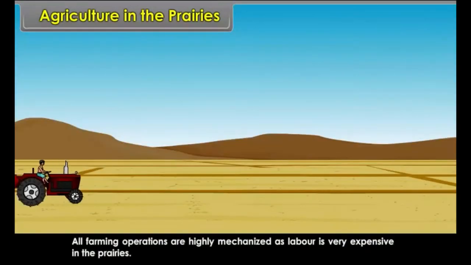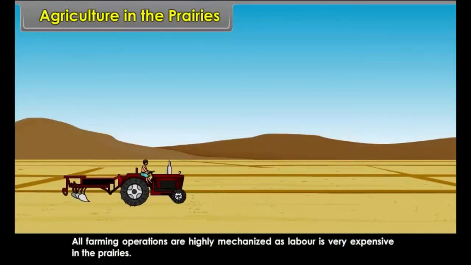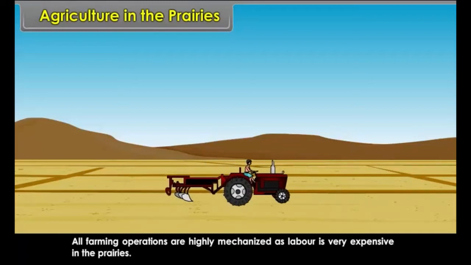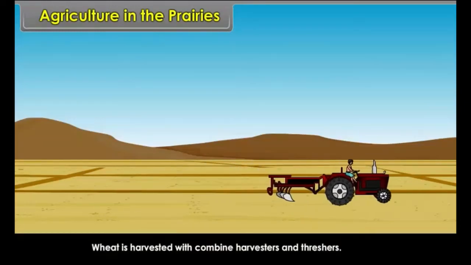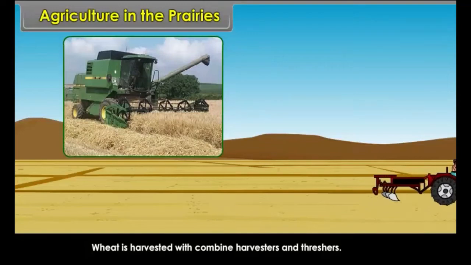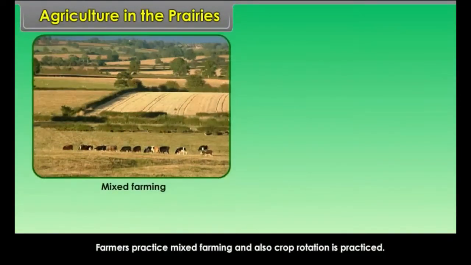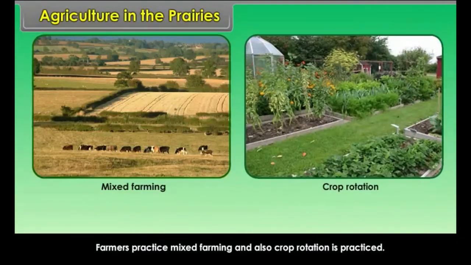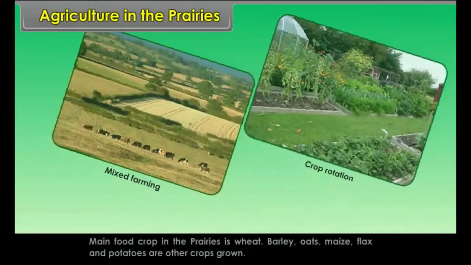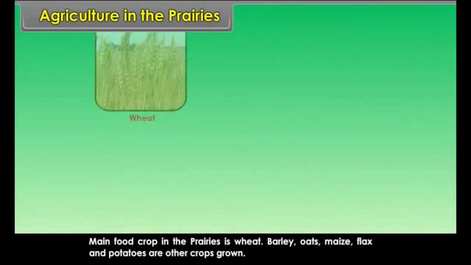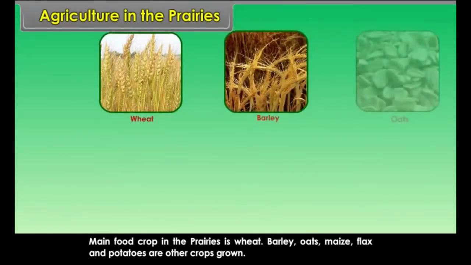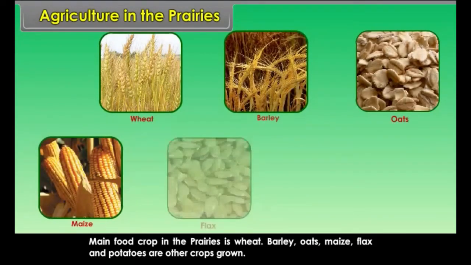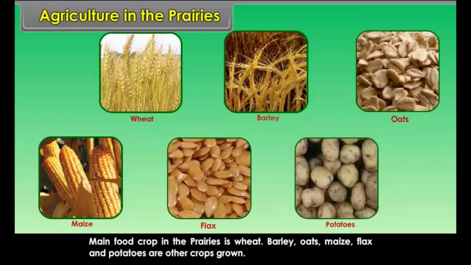All farming operations are highly mechanized as labor is very expensive in the prairies. Wheat is harvested with combined harvesters and threshers. Farmers practice mixed farming and also crop rotation is practiced. The main food crop in the prairies is wheat. Barley, oats, maize, flax and potatoes are the other crops grown.